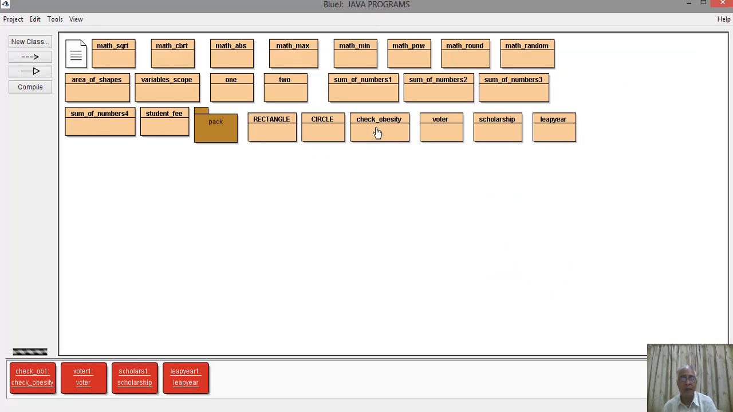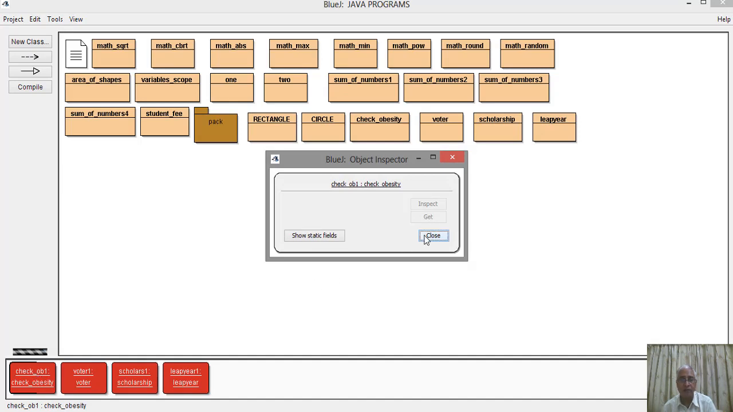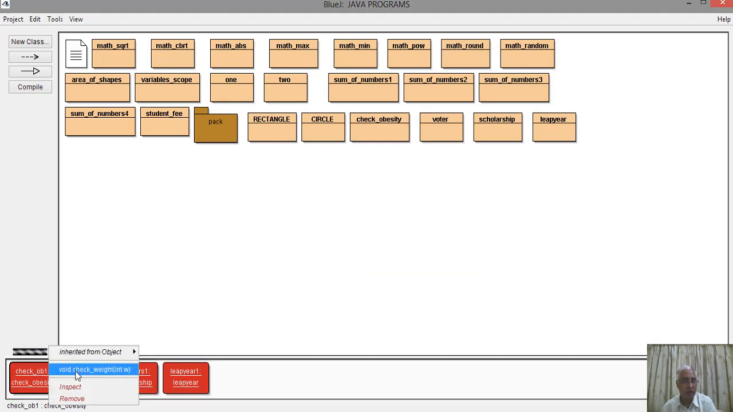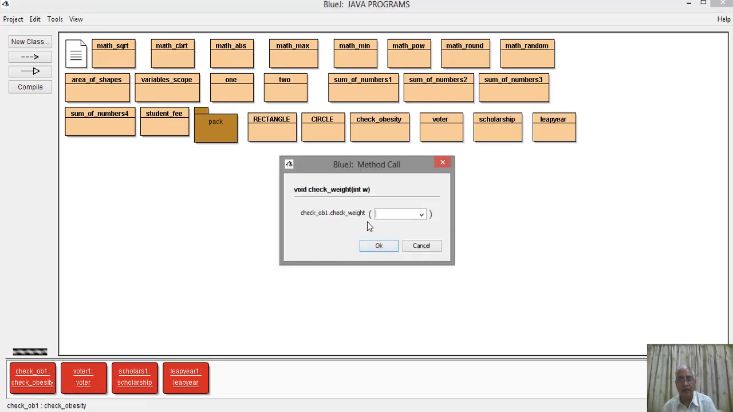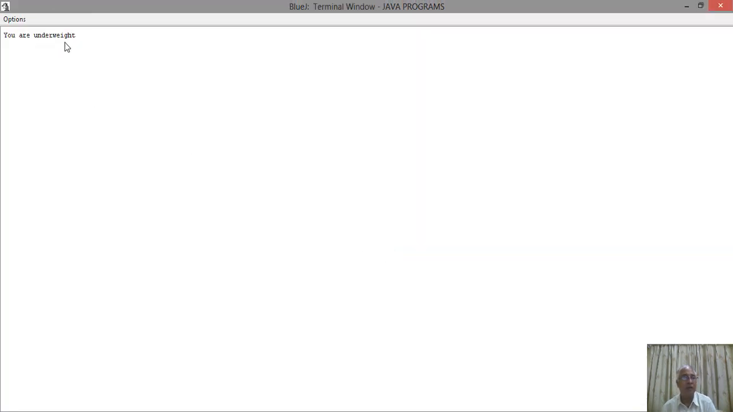So I have made this program, check obesity, and made the object for this. What we are going to do is simply run this program and check whether the answer is coming according to our conditions or not. We will run the check weight function in the obesity program. The weight it is asking because the argument is given inside the function. So we will enter the weight. Suppose the weight of the person is 34. Okay, so the computer is going to print you are underweight.